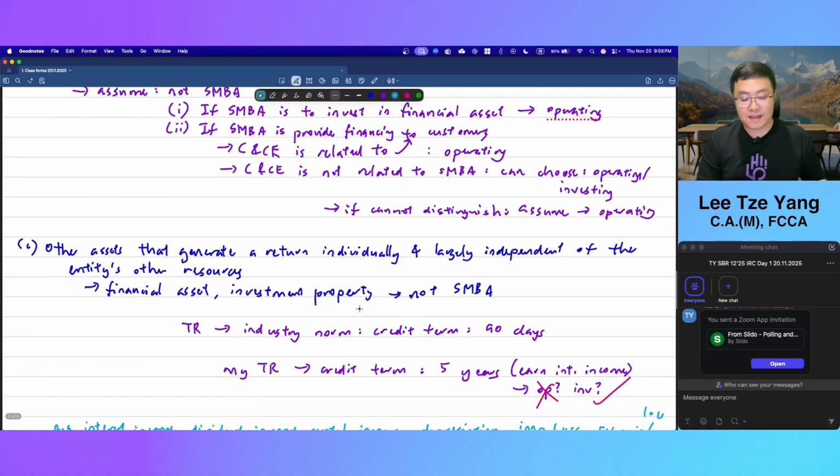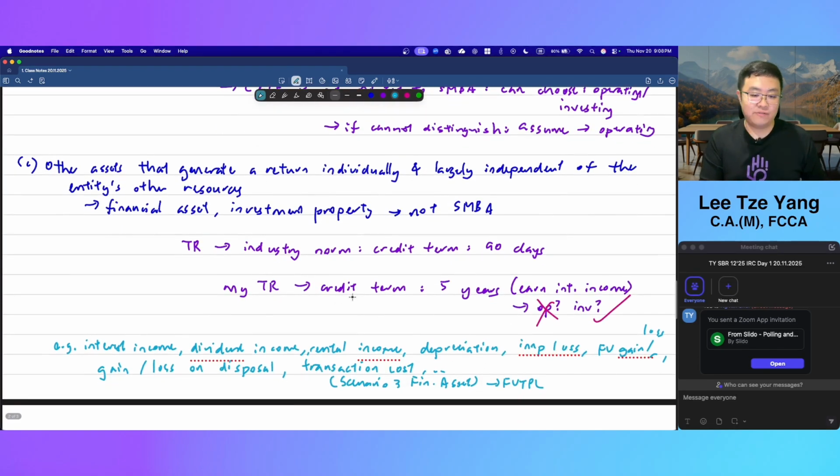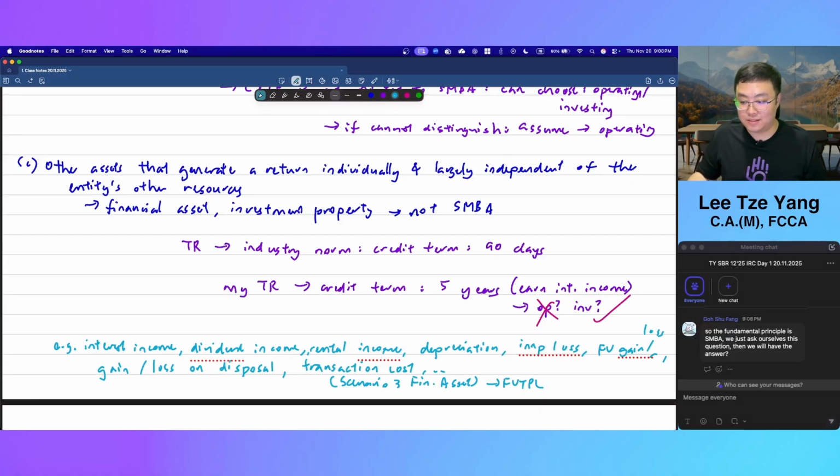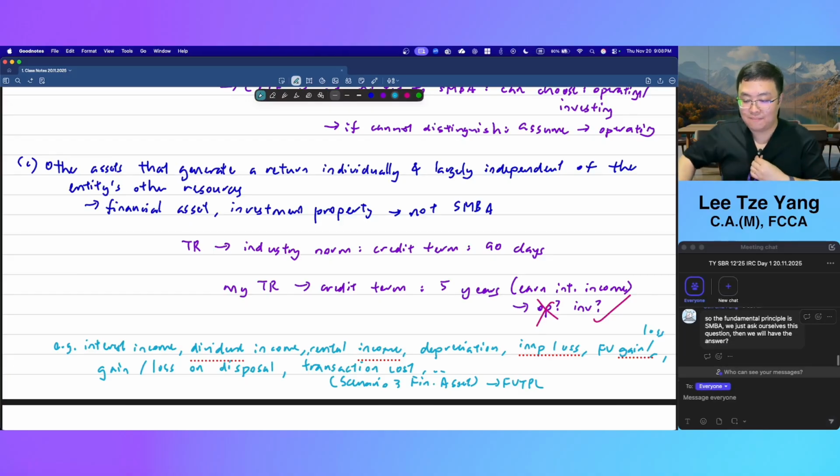Then this passive income asset, I'll just call it passive income asset, is investing. If it is SMBA, then operating. We also talk about the issue that if the trade receivable has a very long credit term, much longer than the industry norm, then very likely it will be under investing already, because it is largely independent of the entity's other resources. So the SMBA is something that we always need to ask in determining whether it is operating, investing, or financing.